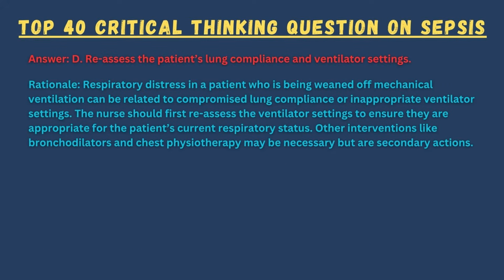Answer: D. Reassess the patient's lung compliance and ventilator settings. Rationale: Respiratory distress in a patient who is being weaned off mechanical ventilation can be related to compromised lung compliance or inappropriate ventilator settings. The nurse should first reassess the ventilator settings to ensure they are appropriate for the patient's current respiratory status. Other interventions like bronchodilators and chest physiotherapy may be necessary, but are secondary actions.